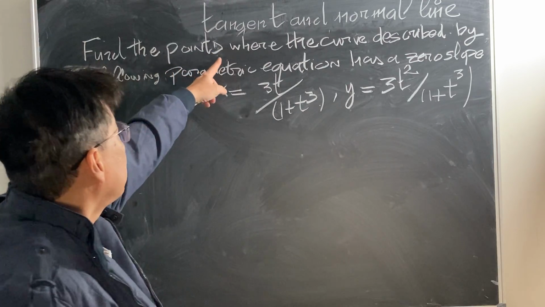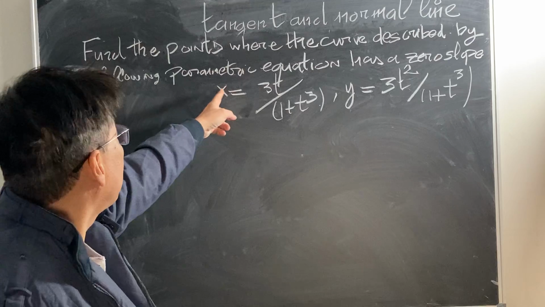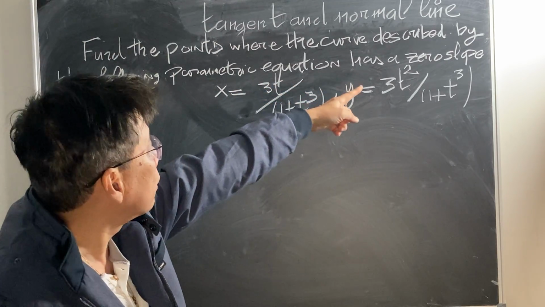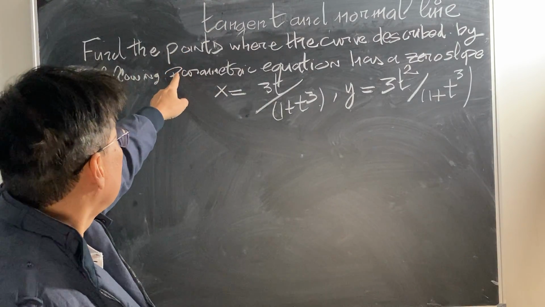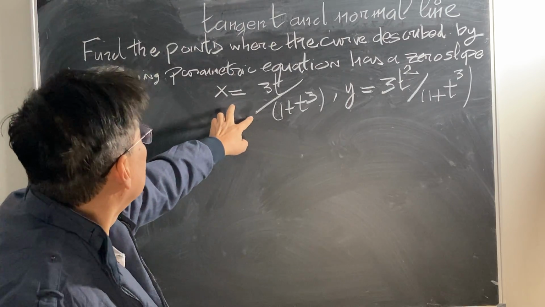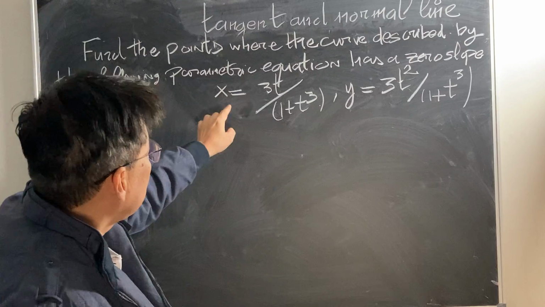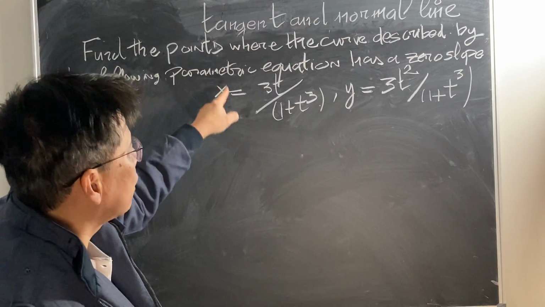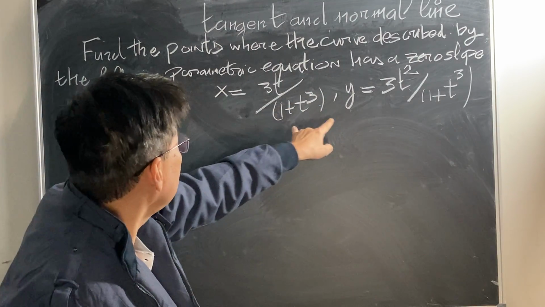Find the points where the curve described by the following parametric equation has a zero slope. So you need to find the points on this curve where the slope equals 0. So that means at that point the slope of this parametric equation equals 0.